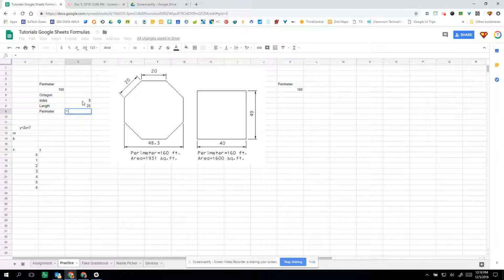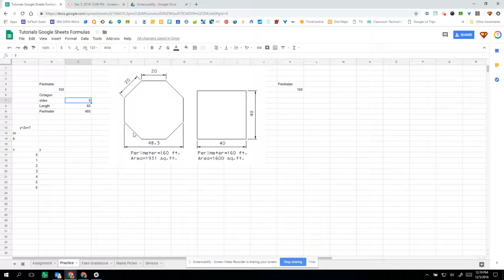So C7 has the number of sides. And now I'm going to hit times. And I'm going to hit this cell, which is the length. And I'm going to hit enter. So now, notice, same exact answer. But here's why this is kind of neat. What if I gave you a different octagon and I said this one actually has sides that are 60?